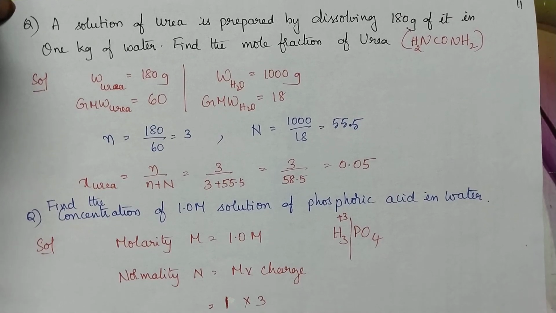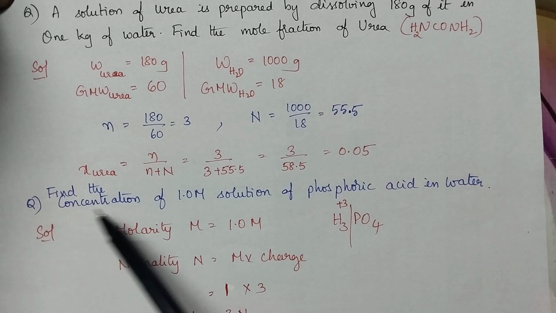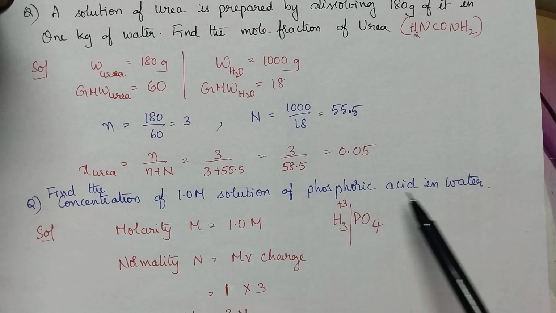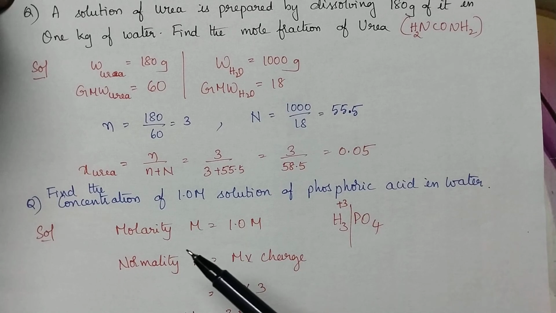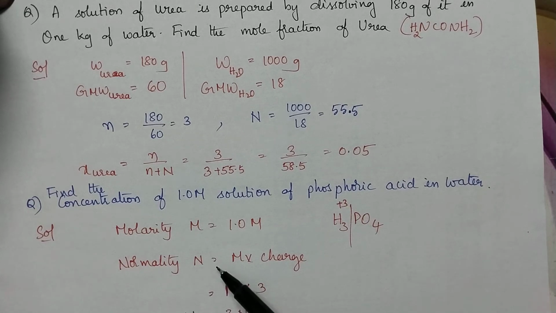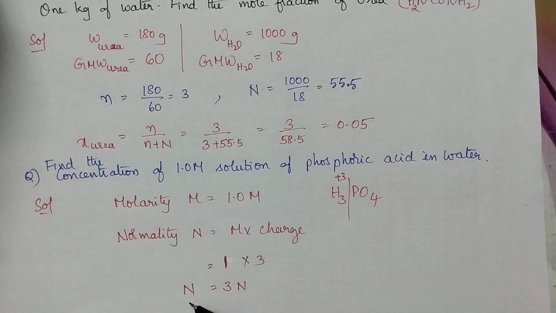And we are going to discuss one more important problem. So whenever you are supposed to find the concentration of 1.0 molar solution of phosphoric acid in water, we have to use the expression normality is equal to molarity into charge. So whenever you are supposed to calculate the concentration in terms of normality, we have to use normality is equal to molarity into charge expression. So in this present case, that is equal to 1 into 3. So finally the normality is equal to 3 normal.